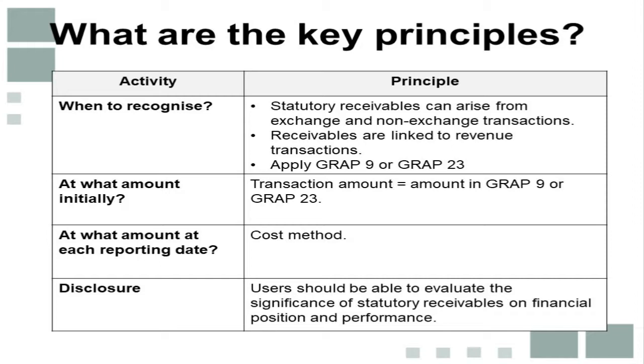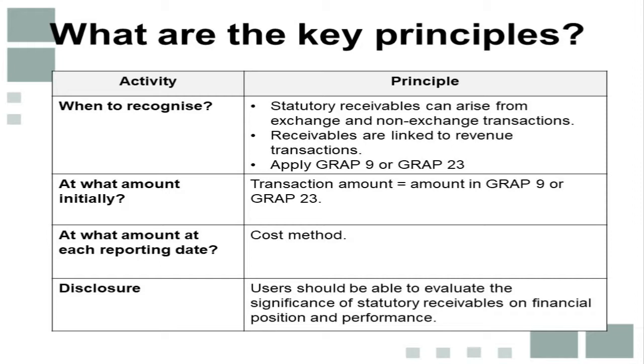So statutory receivables can be both exchange and non-exchange in nature. You would appreciate that things like licenses and levies could be exchange transactions, whereas things like taxes and fines and appropriations would probably be non-exchange transactions. But we need to have a look at both GRAP 23 and GRAP 9 when we start looking at the initial recognition of receivables. At what amount would you recognize these transactions initially? You would look at the transaction amount, which is described in GRAP 108, but it's linked directly to the guidance in GRAP 9 and GRAP 23.